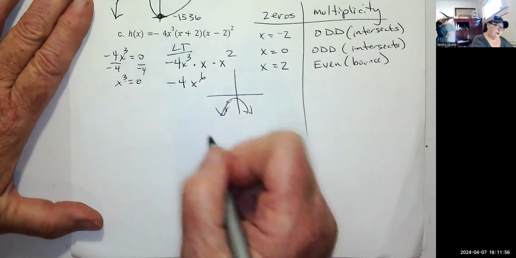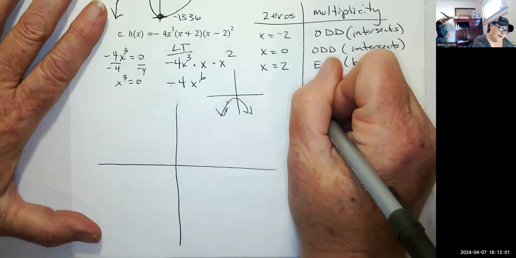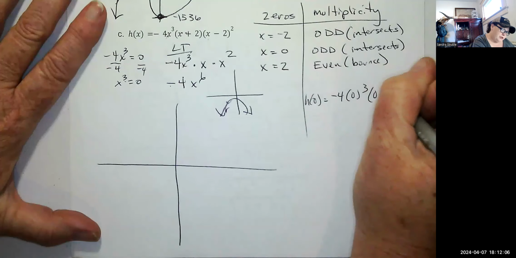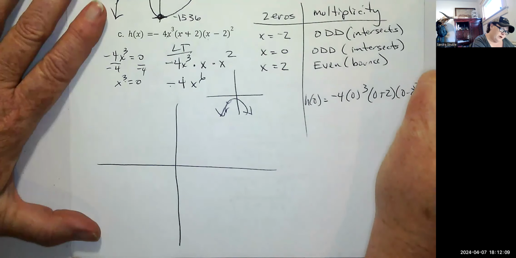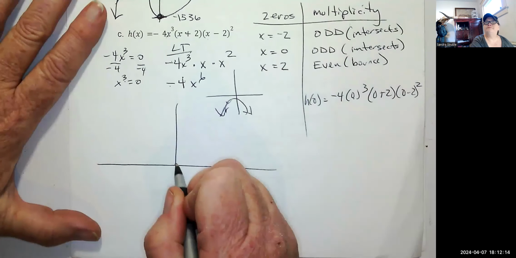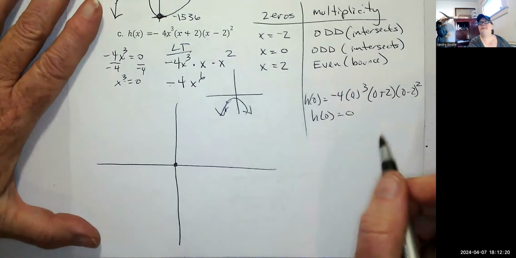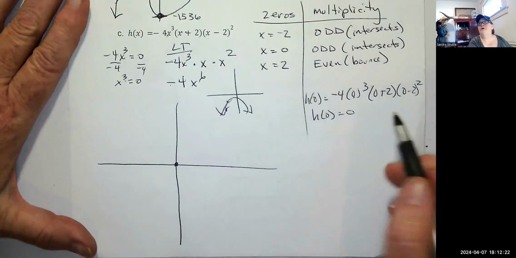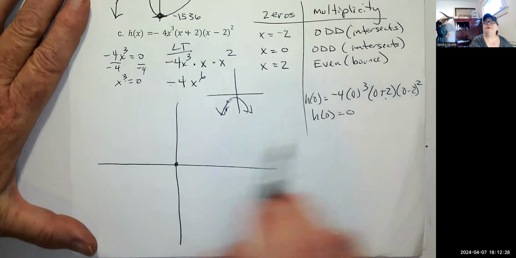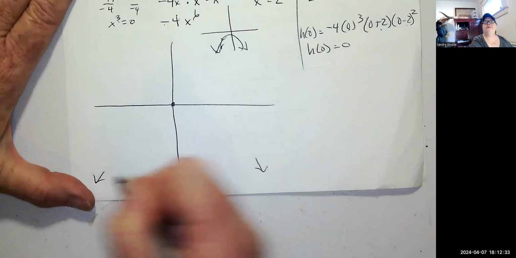Okay, so let's get our graph going. Oh, y-intercept, one more thing. Y-intercept is what? H of 0, -4 times 0 cubed, 0 plus 2, 0 minus 2 squared. The 0 wipes everybody out. So it's going to go through the origin. That's the y-intercept. Okay. 0 cubed is 0, times -4 is 0. 0 times 2 is 0. 0 times -2 squared is 0. So it's 0. All right. And then we're going to have to go down and down for our end behaviors.